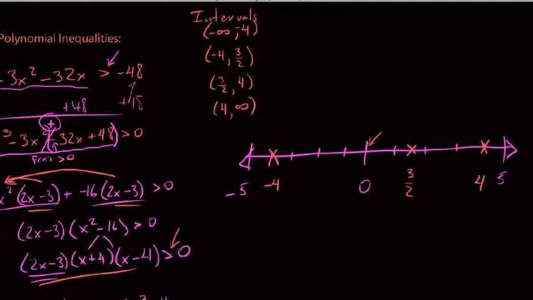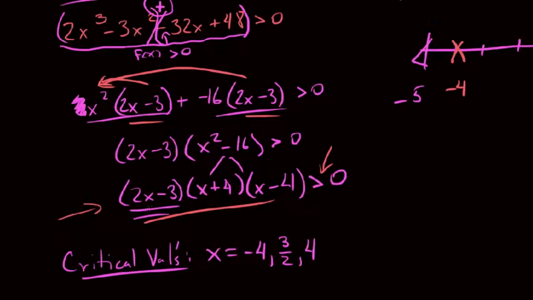But let's just say we plug in 0. It's clearly between negative 4 and 3 halves. I know I'm skipping around, but if I plugged in 0, so now going back down to our factored expression, this is what I want to work with. If I plugged in 0, I would get negative 3 times 0 plus 4 is 4, times 0 minus 4 is negative 4. We're saying greater than 0.